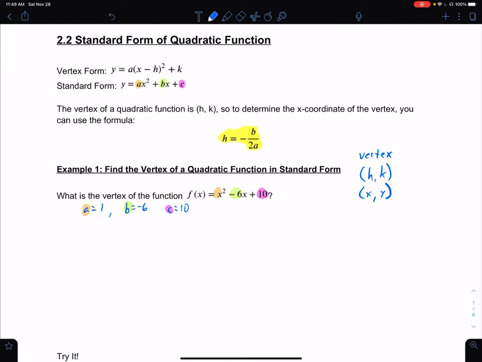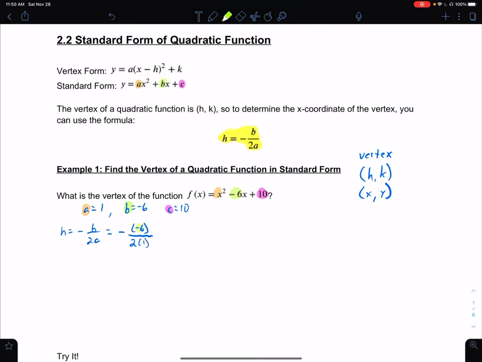So to find the h value, we're going to say that h is equal to negative b over 2a. And we'll just plug the numbers in. So we have negative b, which in this case we already said was -6. So be careful with that double negative. I like to put the numbers in parentheses when I'm substituting. And then 2 times a, which in this case is 1.